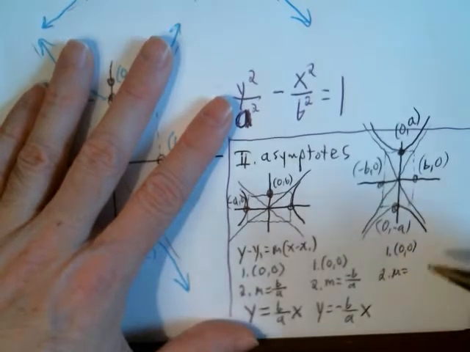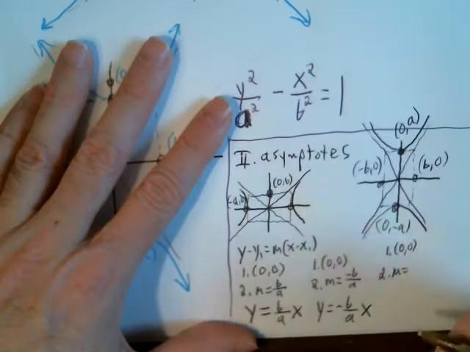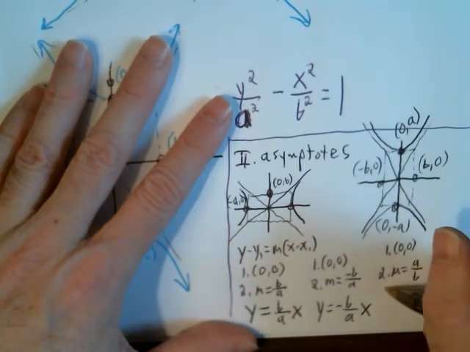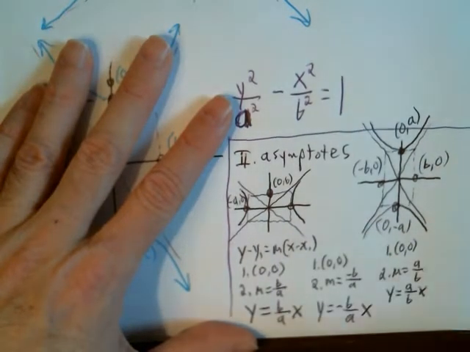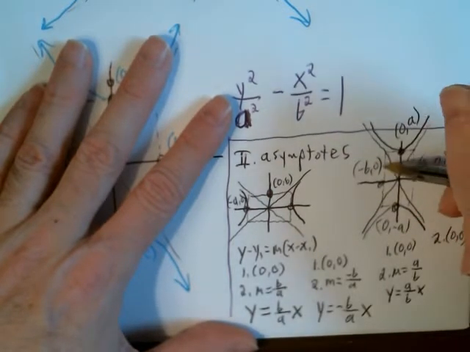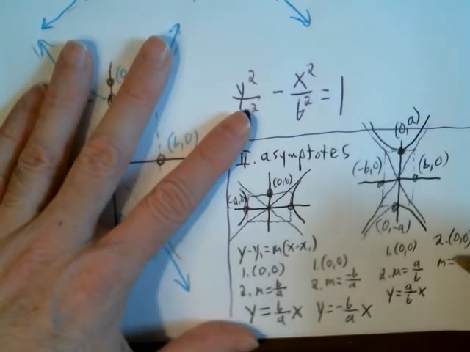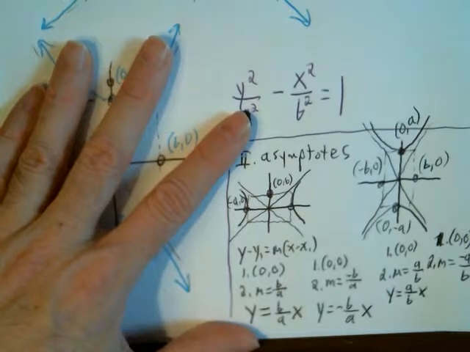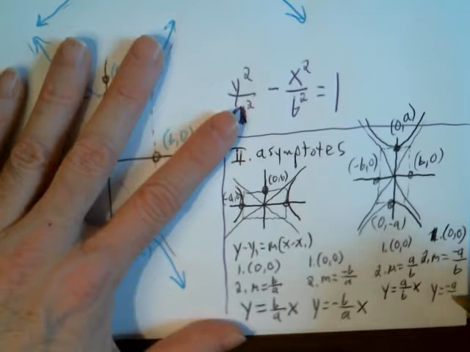The slope of the one going up: we go up by a and then over by b. So the slope here is a over b, which tells us the first asymptote is y equals a over b times x. For the second line, this one goes down, so we're going down a, so negative a, and then over by b. So the slope here is negative a over b. We'll have y equals negative a over b times x.